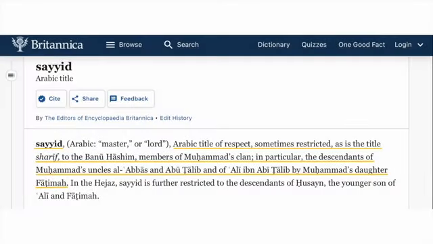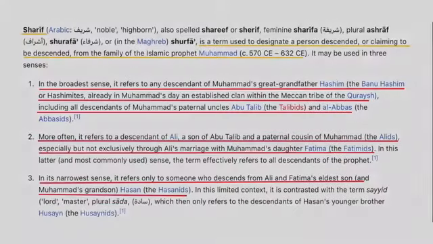And according to Britannica, Said, Arabic title of respect sometimes restricted as is the title Sharif in the Banu Hashim, members of Muhammad's clan in particular the descendants of Muhammad's uncle Al-Abbas and Abu Talib, and of Ali ibn Abi Talib. By Muhammad's daughter Fatima in the Hijaz, Said is further restricted to the descendants of Hassan, the younger son of Ali and Fatima.